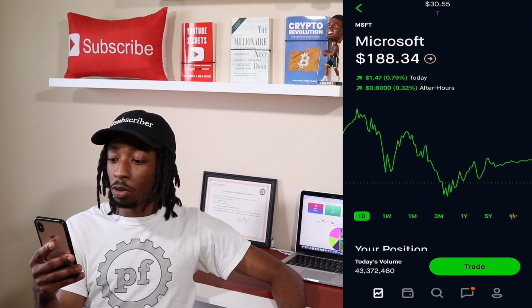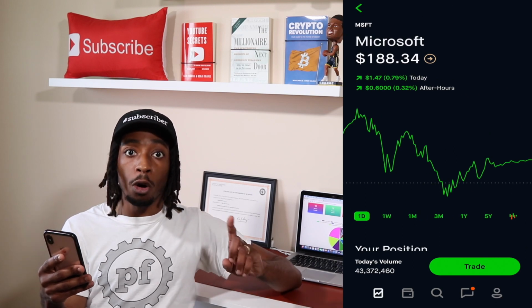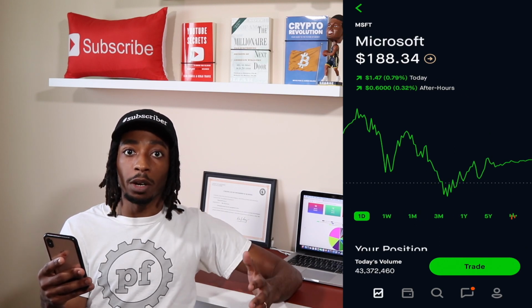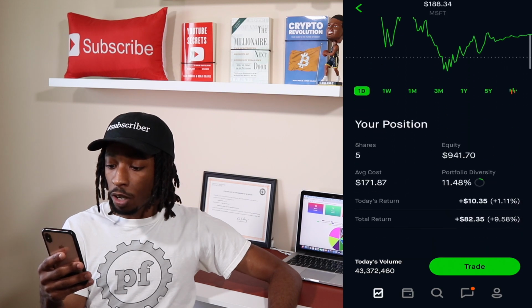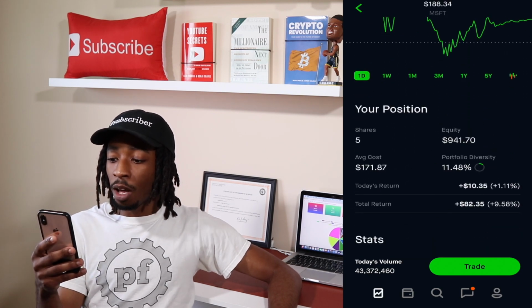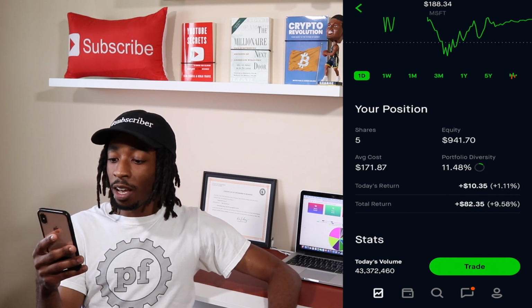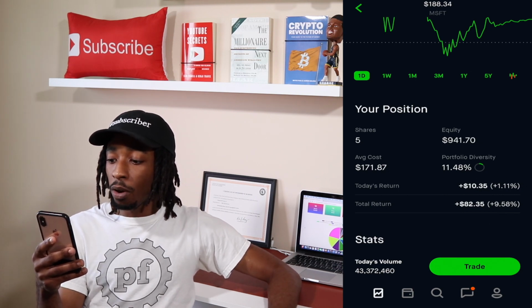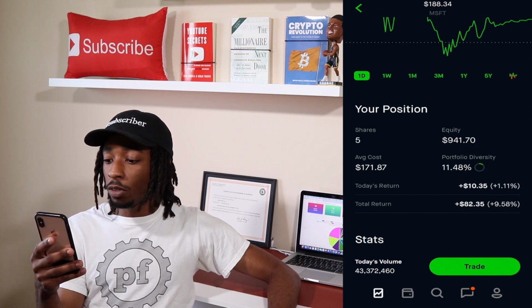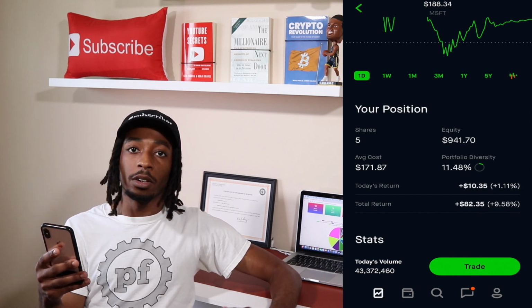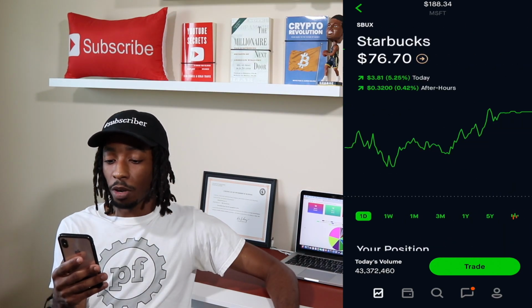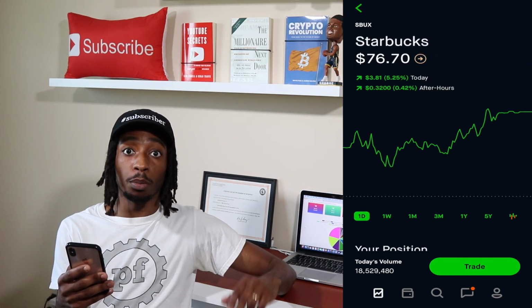So we look at the next position, and this is my main core position in my portfolio, Microsoft. As you can see, moving on down, I have a total of 5 shares. My average cost, $171.87. I have a total return at 9.58%, which is equivalent to $82.35. Moving over to Starbucks, this is the second largest position here in the portfolio.